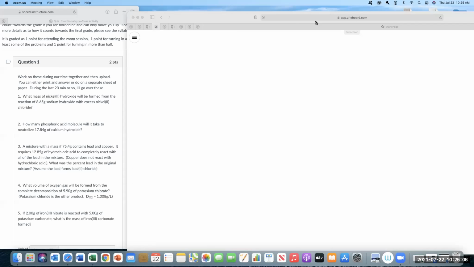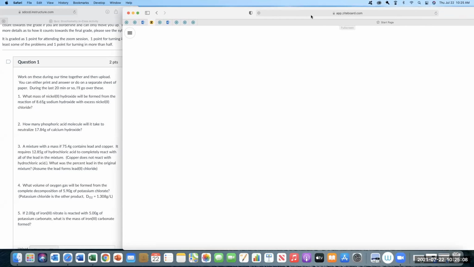All right, so these are stoichiometry problems, and for most people, the hardest part is to write the balanced equation. So I'm gonna go ahead and go through these. So for number one, I'm gonna leave this here. It says, what mass of nickel?